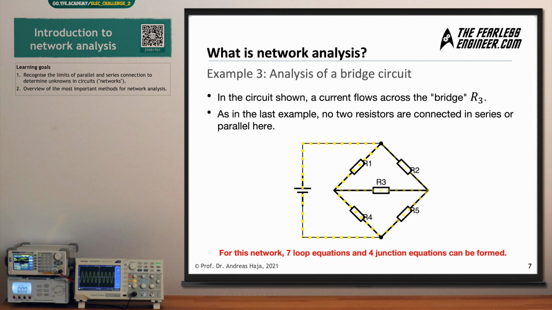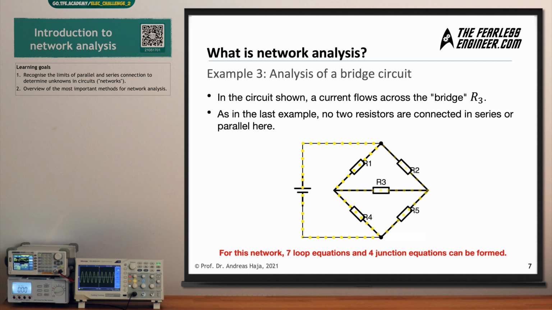We can also apply our setup of equations, junction rule and mesh rule. The problem is that we have several unknowns here. Let's count the unknowns. We have a total current, we have current through R1, R2, R3, R4, R5. So this is a total of 1, 2, 3, 4, 5, 6 branches. So we will need to look for 6 current flows, not counting the voltage drops. And we have a total of 4 junctions here, and we can form a total of 7 loop equations.